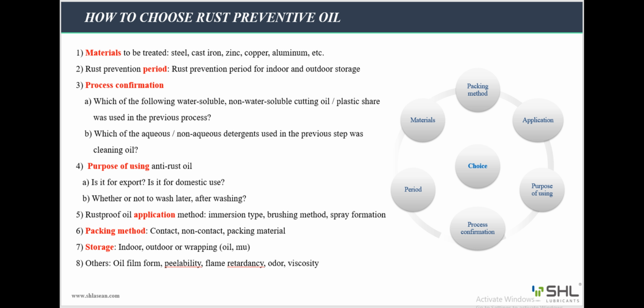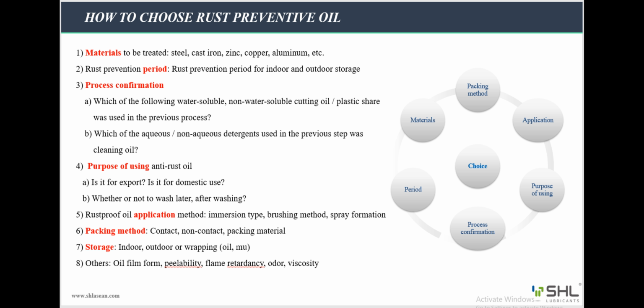Next is the purpose of using anti-rust. It is used for export to foreign countries, for domestic use, or anti-rust for the intermediate process. Whether or not to wash later, after washing. If the product is exported to foreign countries, the rust preventive oil needs a long anti-rust period. Sea transportation is often exposed to salt vapors, so the anti-salt ability of anti-rust oil must be high.